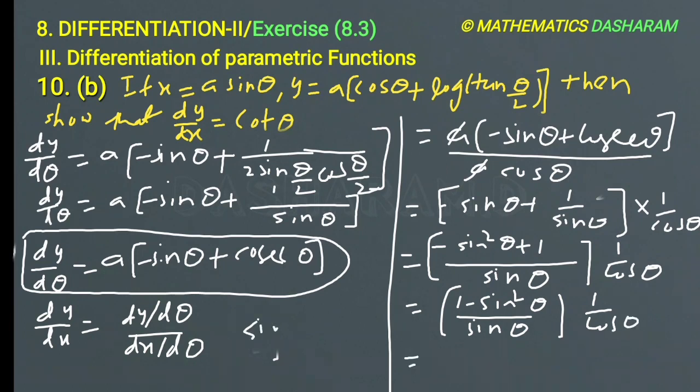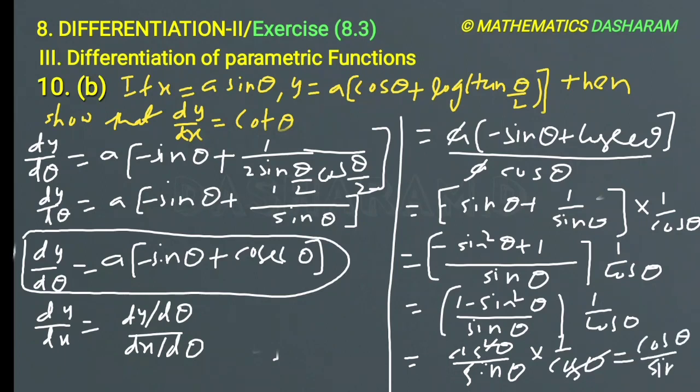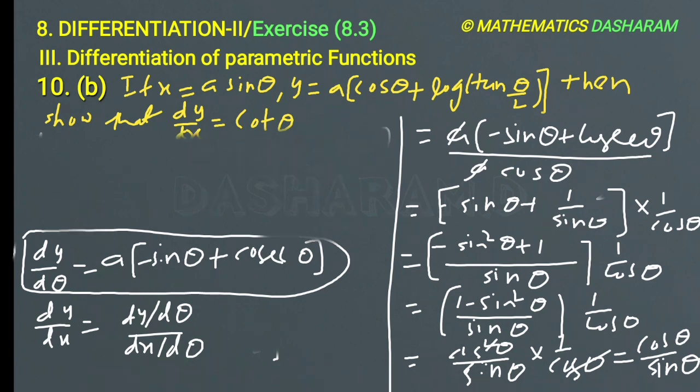So we have one identity, that is sin square theta plus cos square theta equals 1. From this, 1 minus sin square theta equals cos square theta. So here we can substitute cos square theta divided by sin theta into 1 by cos theta. So one cos theta cancels, and it equals cos theta by sin theta. So cos by sin, what is that? This is the answer, dy by dx equals cot theta. So hence proved.